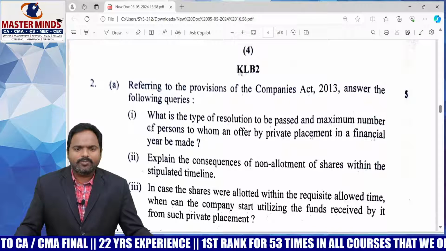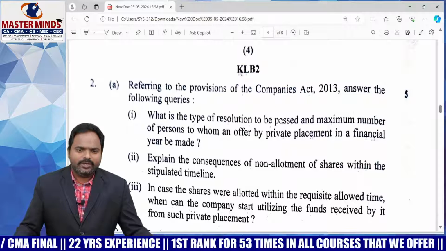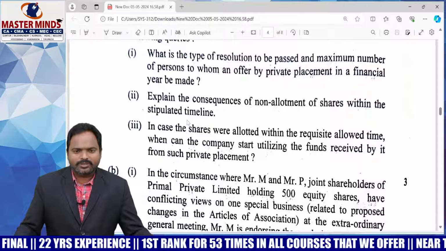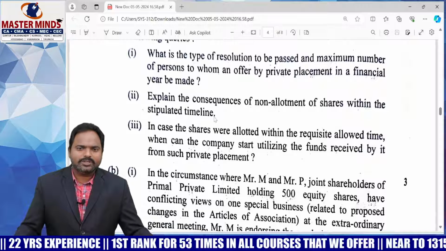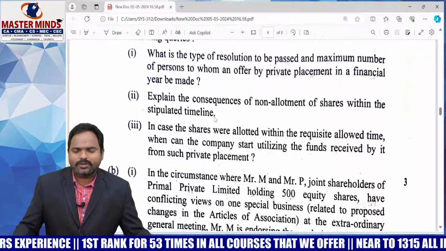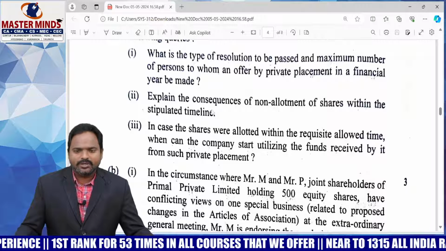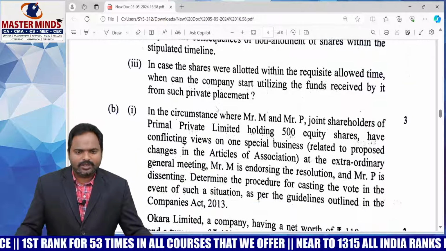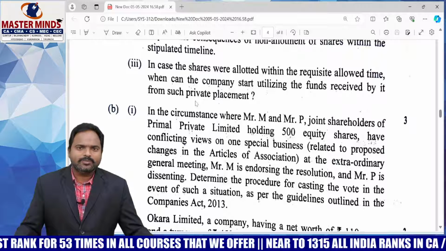They are asking how many members can be invited, and about non-allotment of shares. Within how many days you have to allot the securities, and what is the consequence of not allotting securities within the prescribed time. That is what they are asking. And whether the company can use the application money or not.